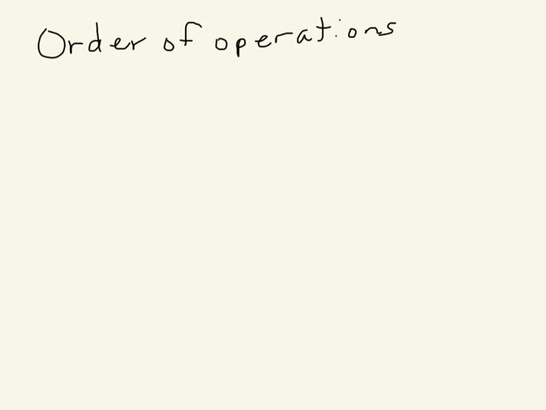Order of operations. The order in which we calculate or simplify a mathematical expression is the following. First, we do parentheses. Parentheses look like a grouping symbol that look like curved brackets. We do those first. The next one we do is exponents.